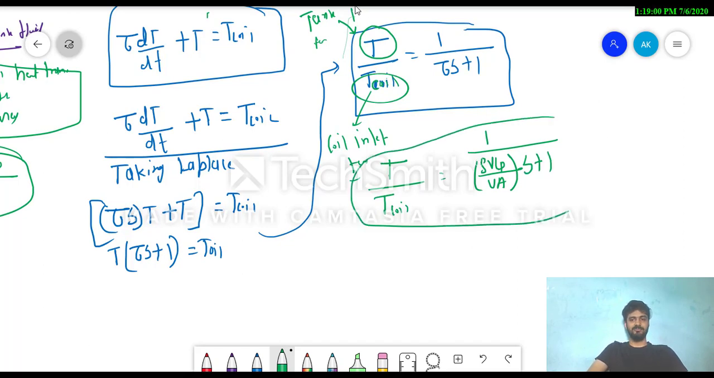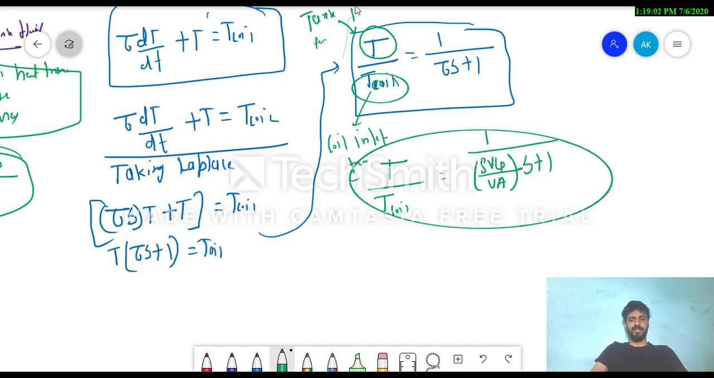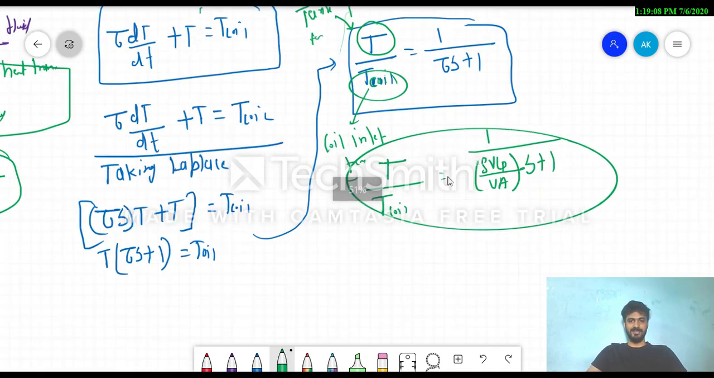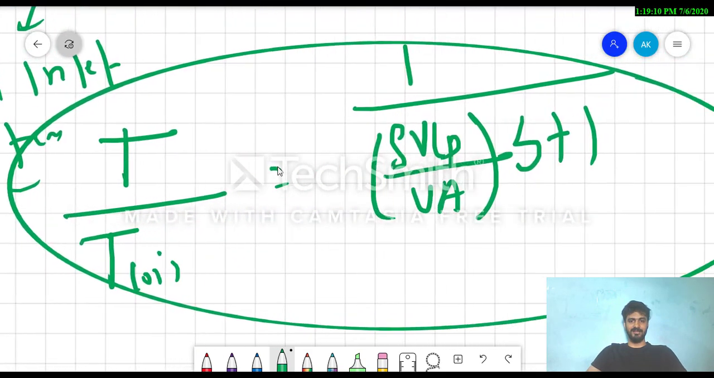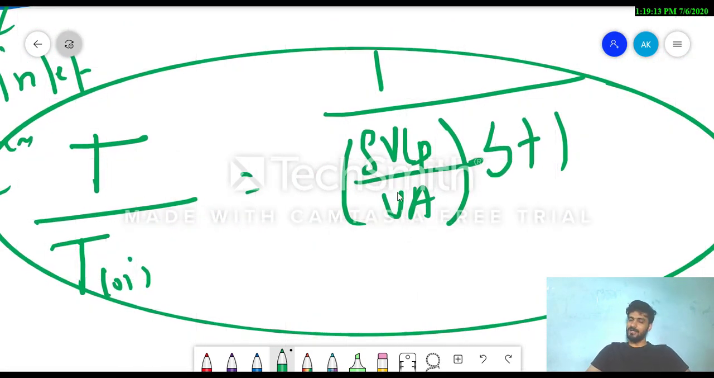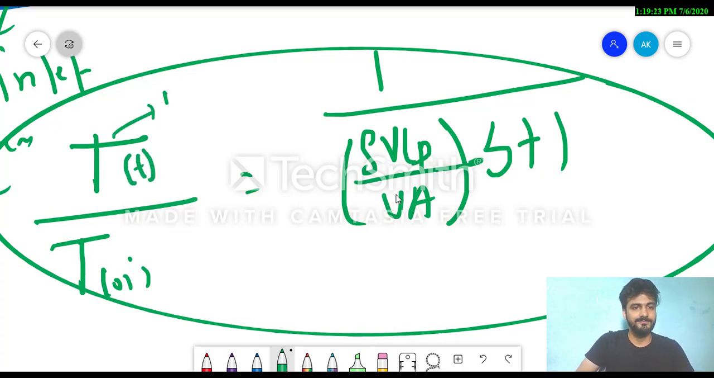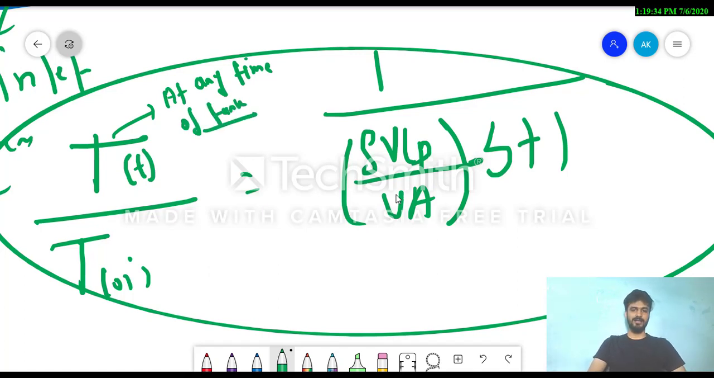So this is your desired transfer function for the system having capacity to store energy. Generally we have seen this in this particular thing. So this is your desired transfer function that you have to remember, that is the value of tau that you have to remember. They will be giving a step input in coil temperature, and here you can write this is T, that time that you have to calculate at any time of tank. At any time, the tank temperature that you have to calculate, and this is the value of tau.